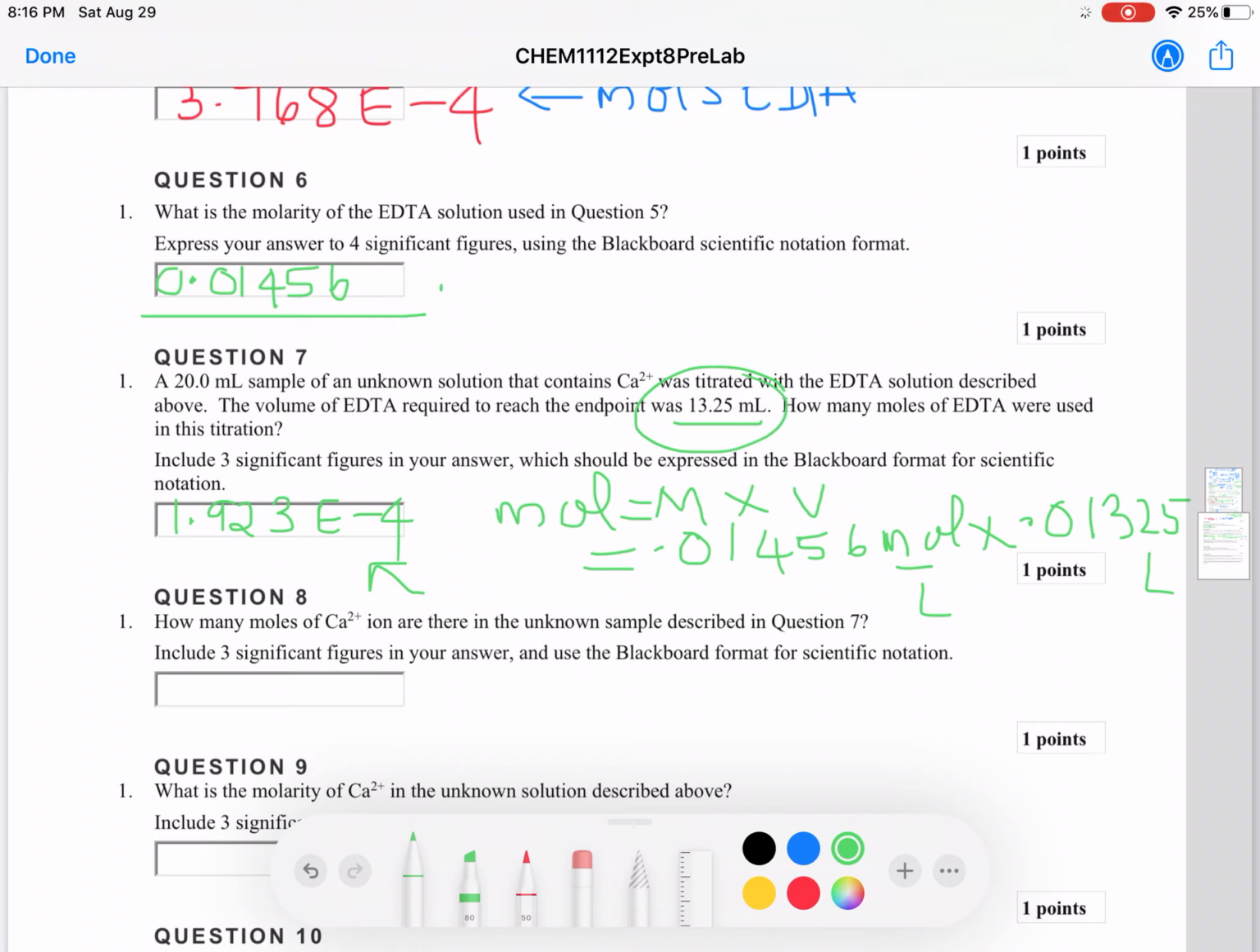And then question number 8: how many moles of calcium ion are there in the unknown sample described in question 7? So we found the number of moles of EDTA. What do you think about the number of moles of calcium ion? Remember, the molar ratio is 1:1. Isn't it the same amount then? It is, right? So the number of moles of calcium ion in that 20 milliliter sample is also going to be the same amount. So you can basically write down the same thing here. And then the next question.